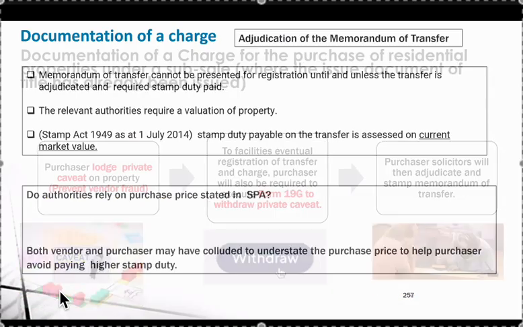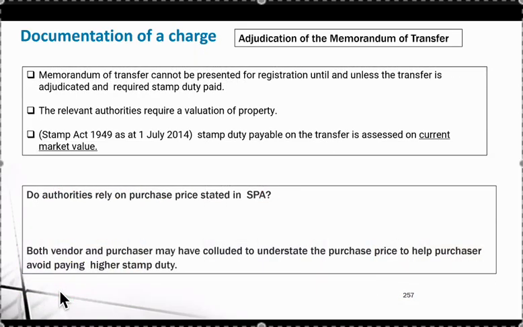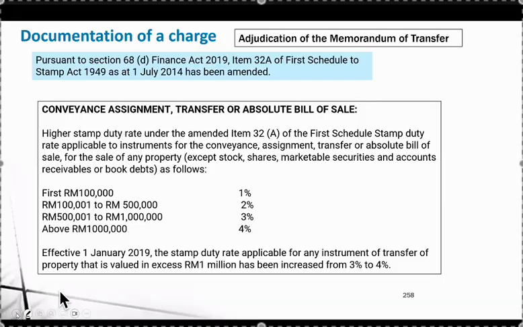Good. Now, for exam, you will need to know that the MOT is based on current market value as per Stamp Act. They don't rely on the sales and purchase agreement because the vendor and purchaser may have collusion to understate the purchase price to help the purchaser avoid paying higher stamp duty. Okay? Now, I need you to know this for exam.